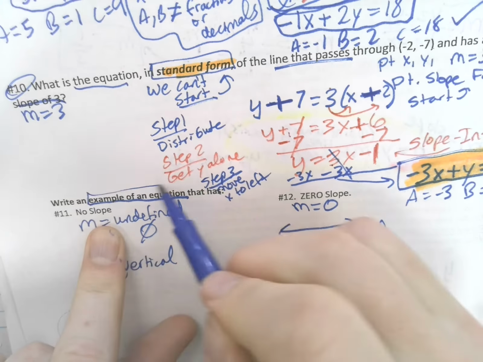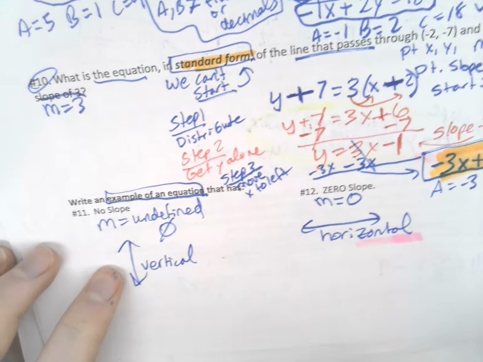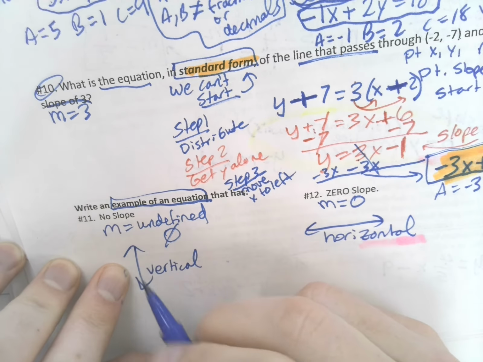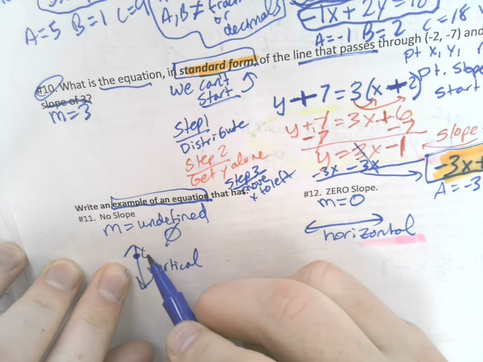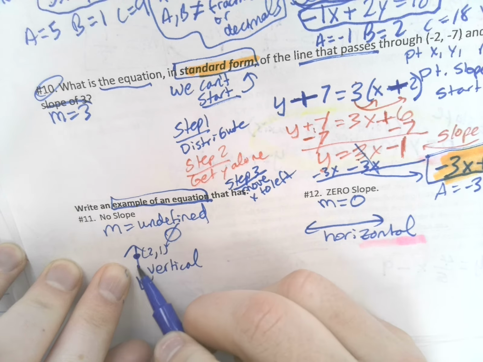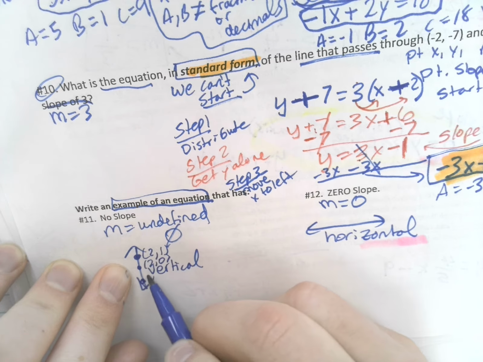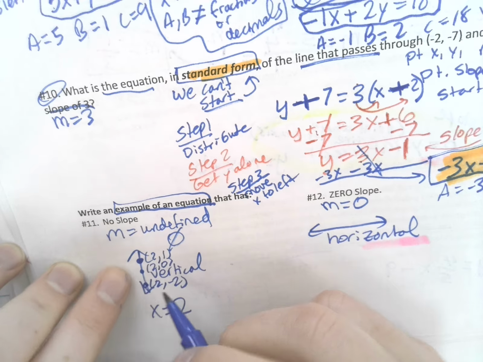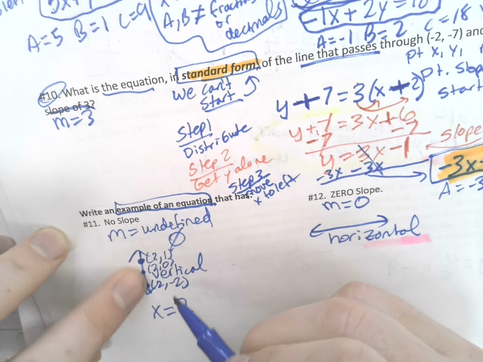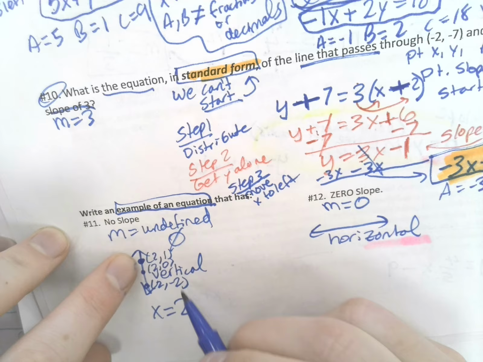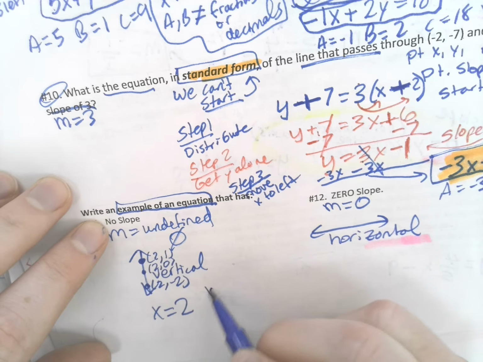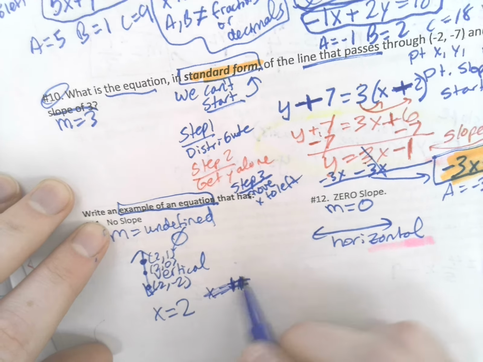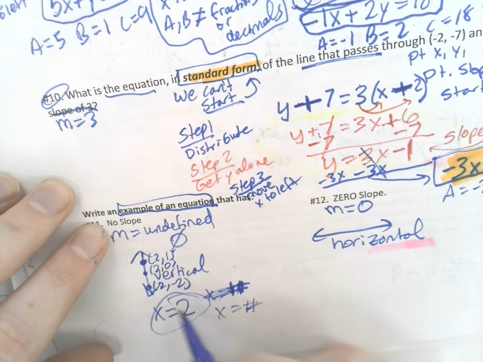So we need an equation. If you have a vertical line, what axis is it going to be going through? What never changes? The x never changes. 2, 1, 2, 0, 2, negative 2. X equals 2 will be a vertical line that gives us that right there where we're going through 2. The x never changes. So x equals a number. There we go. That's an example.